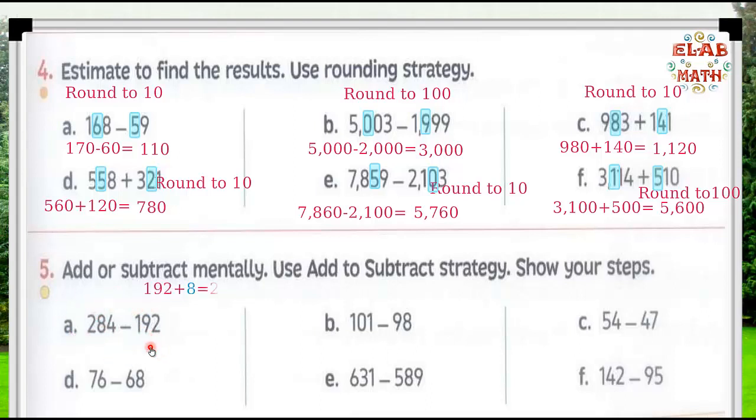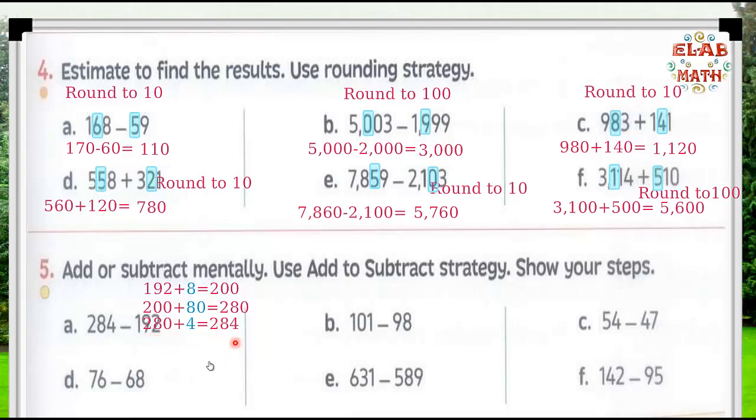So here I will count after 192. 192 needs what to be 200? You need 8. You need to add 8. 192 plus 8 equals 200. We want to reach 284. Now I have 200. Take 200 and add what to be 280? You should add 80 to be 280. Take 280 and see the first number. We have 284, so you should add 4 to 280 to be 284.